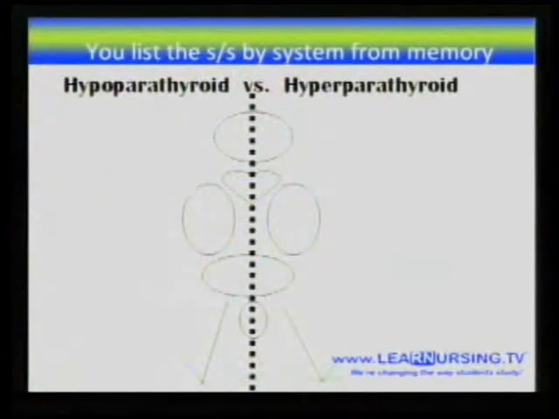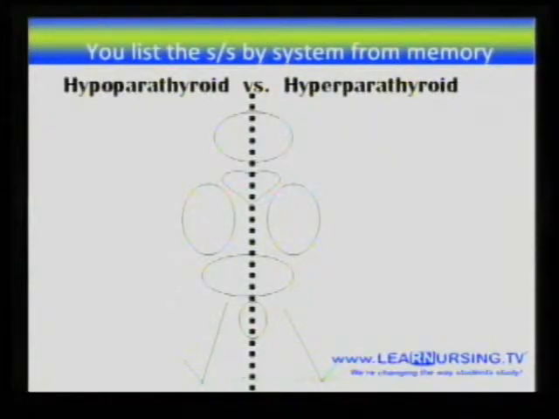So last one up, you've got one more stick man. You looked at the symptoms for hypoparathyroid and hyperparathyroid. I think this is the most challenging one, so see what you can come up with. Ready? Go. We're going to give you about a minute to do it.